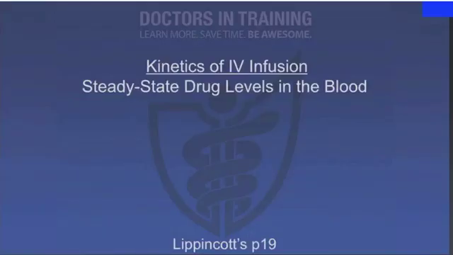And we need to talk about steady state levels in a continuous IV infusion. When you have continuous IV infusion, the plasma concentration is going to go up and up and up until eventually the elimination rate matches the input rate.